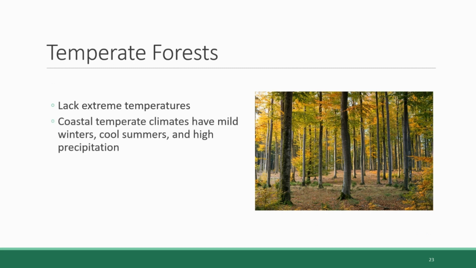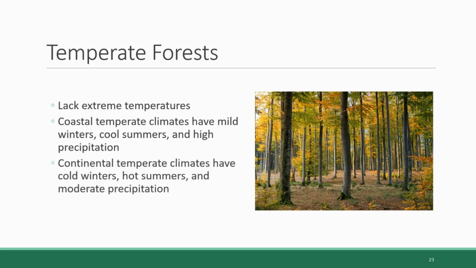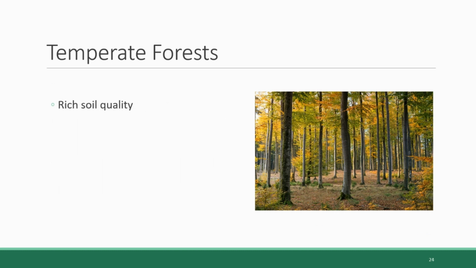Coastal temperate forests have mild winters and cool summers, and also high levels of precipitation due to their location directly adjacent to the ocean. And then continental temperate forests are located inland, and they tend to have cold winters, hot summers, and moderate levels of precipitation.